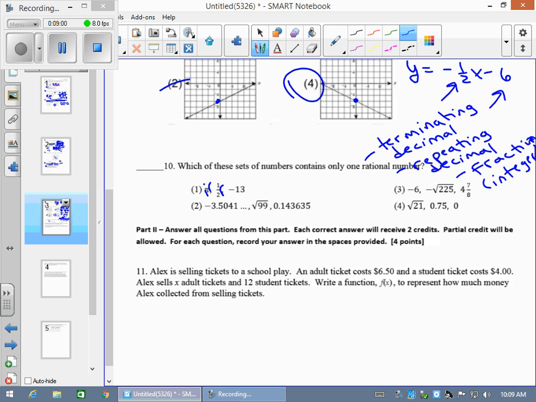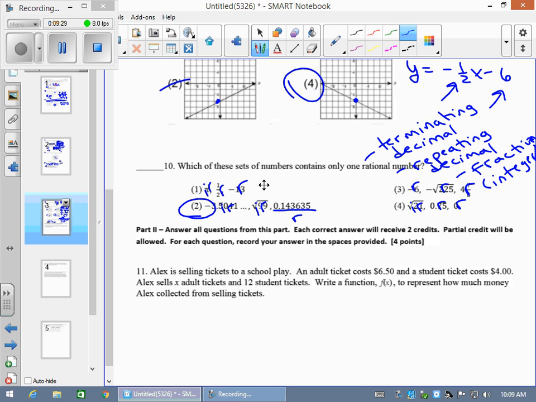If you look at choice 2, -3.50441... is irrational. Square root of 99 is also irrational. But the third value here is a terminating decimal, so that's rational. There's only one rational. If you look at choice 3, this would be rational, so it would also be rational in some place. Choice 4 would be irrational, rational, rational. So the only choice that has one rational number is choice 2.